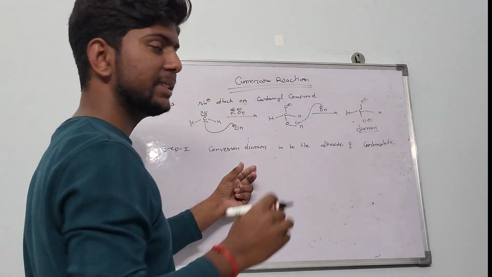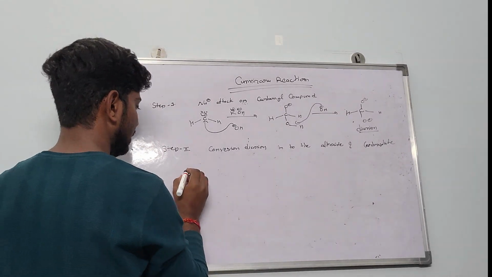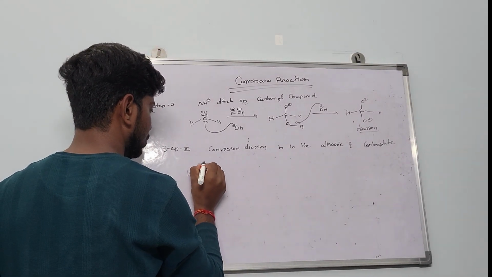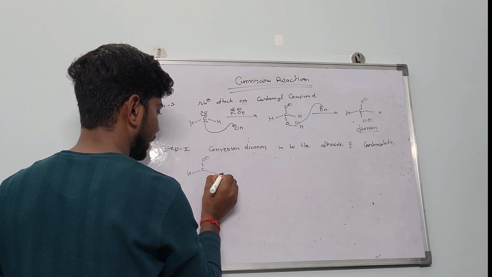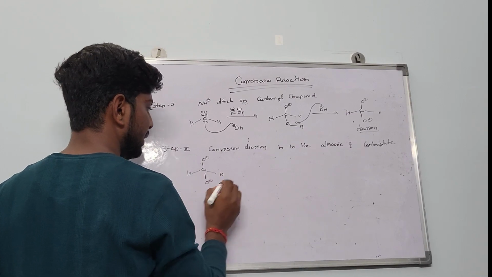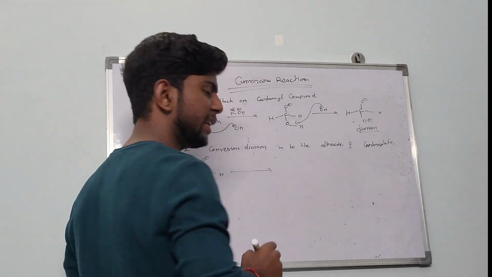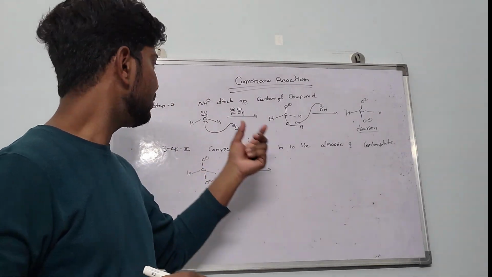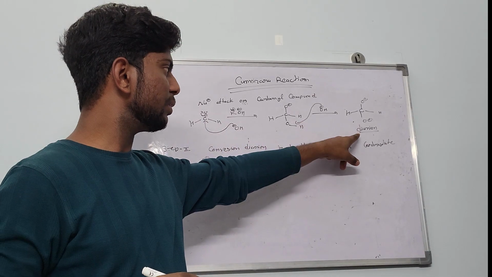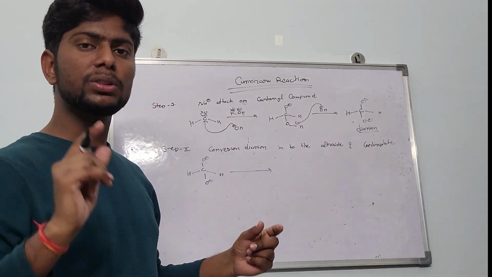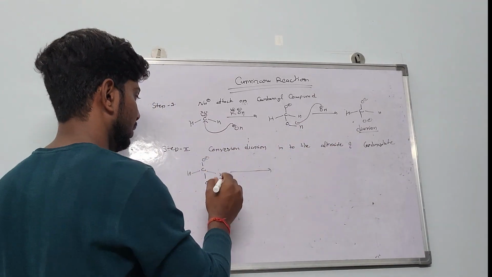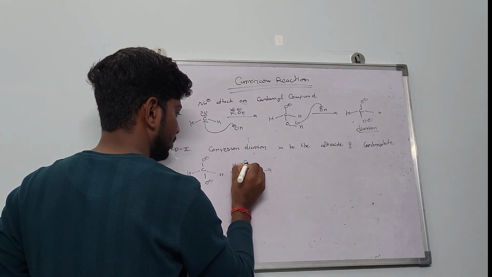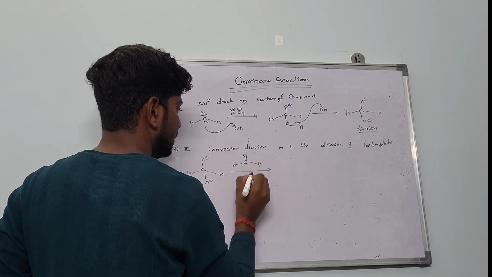How is it happening? Let's see the diene part. O negative, single bond hydrogen, single bond O negative. In the starting, we use two molecules of aldehyde. One we use in this reaction, and we use a second molecule of aldehyde. What is the work here?